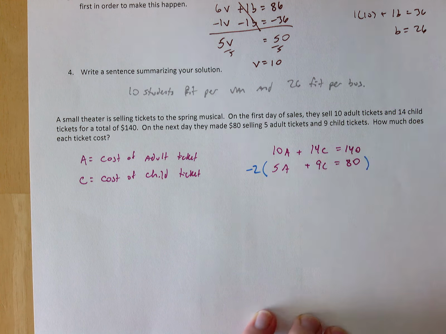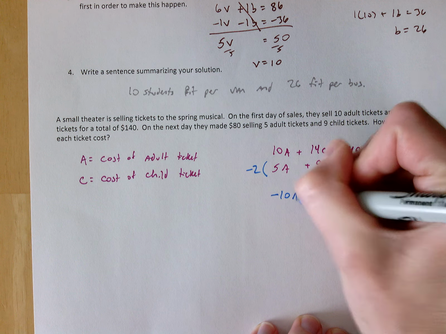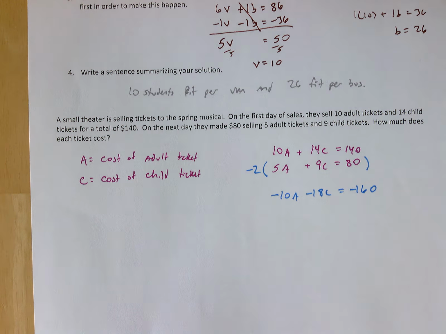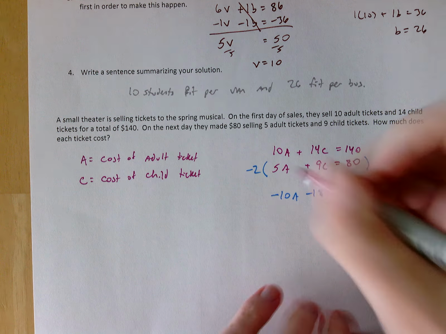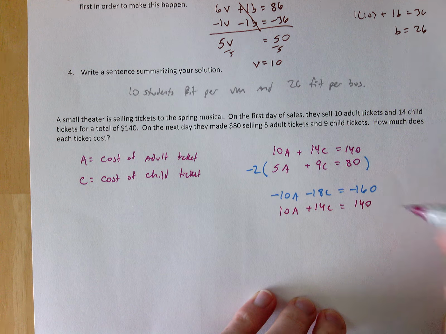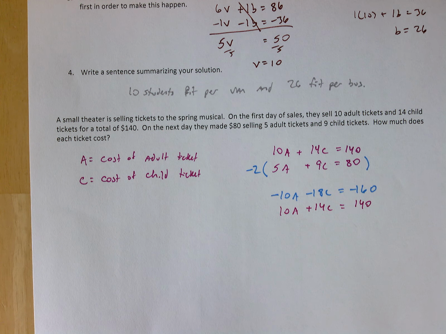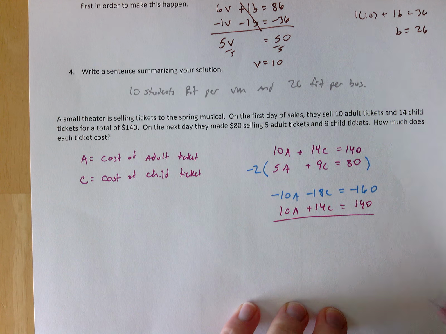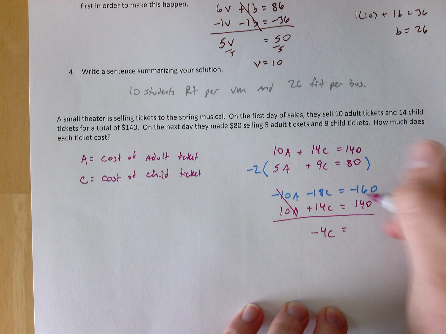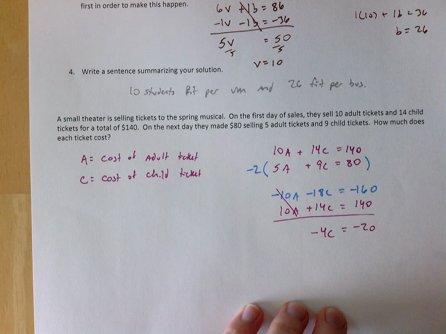So I'm going to multiply this equation by negative 2. So that'll be negative 10a minus 18c equals negative 160. All right, and then I'm just going to recopy that other equation. So this is just that top equation, and I'm just recopying it so that everything's nice and lined up still. Okay, and then we'll just add them together like we did in the last one. Those cancel. Negative 18 plus 14 is negative 4c. And then negative 160 plus 140 is negative 20. So c is going to be 5.